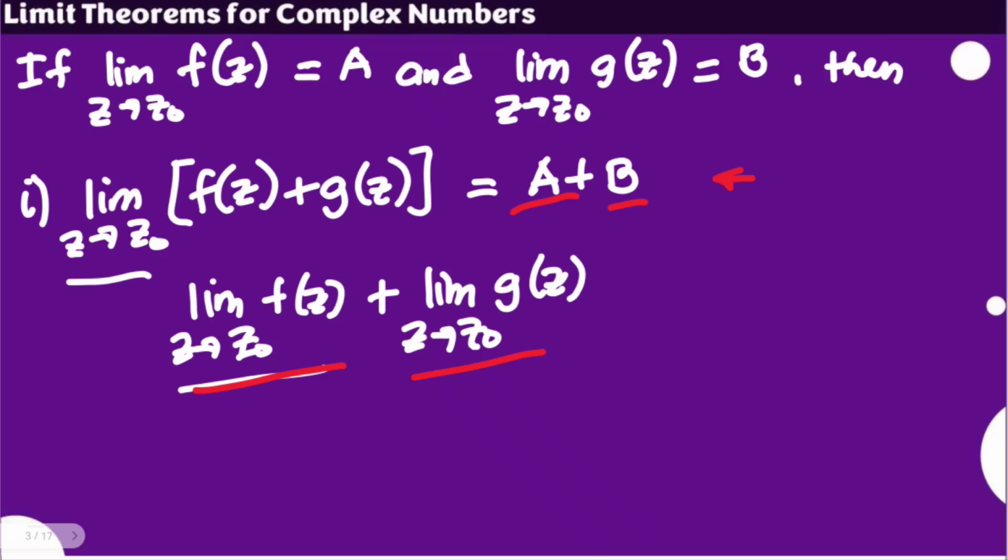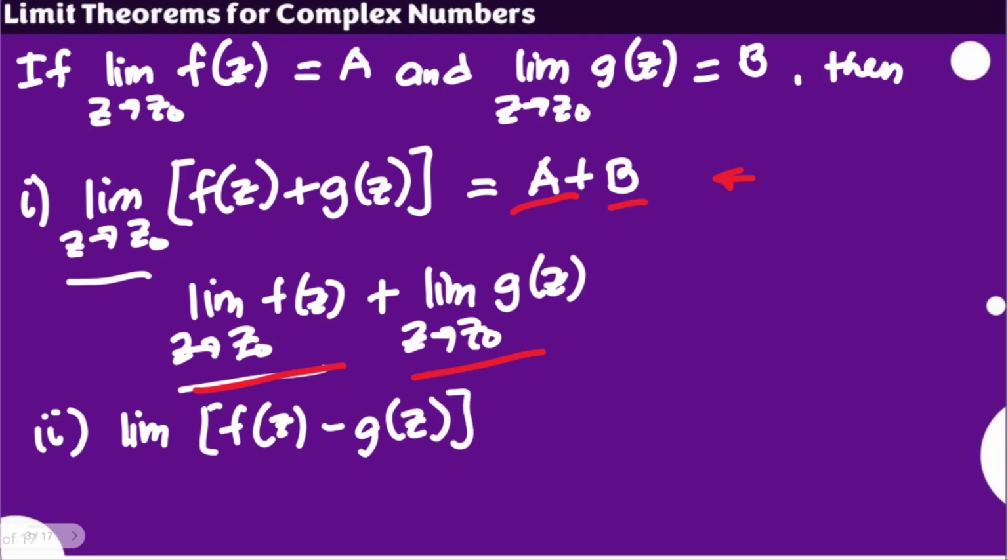Now, the second item is similar to that, but we are talking about the difference. Let's say you have f of z minus g of z as z approaches z sub 0, the same value as this. This is equivalent to the difference of the equivalent limits a and b respectively. Take note, it's subtraction, so there is no commutativity for that. We need to really write it properly.